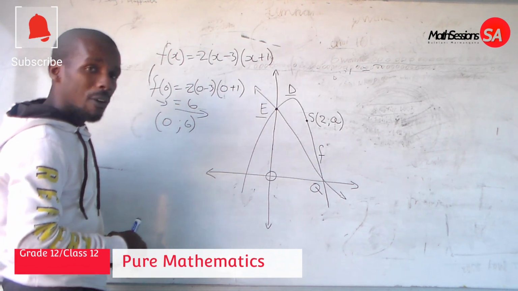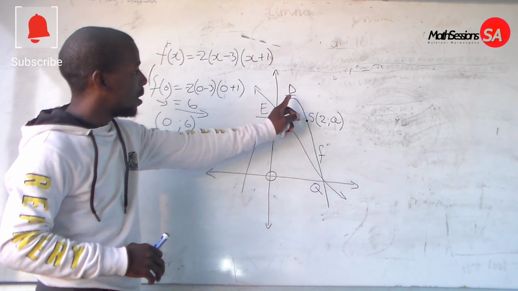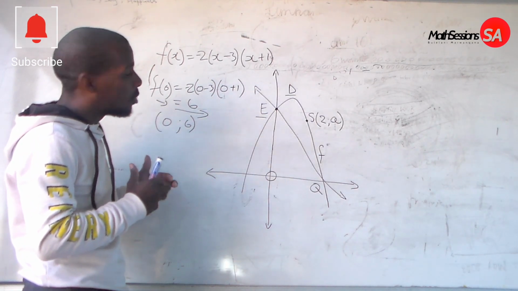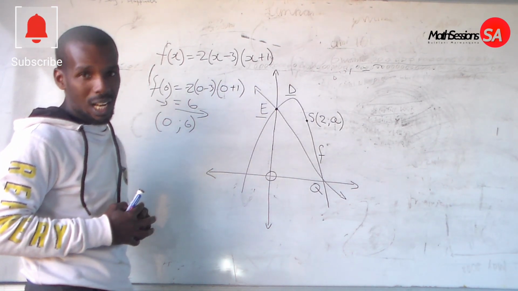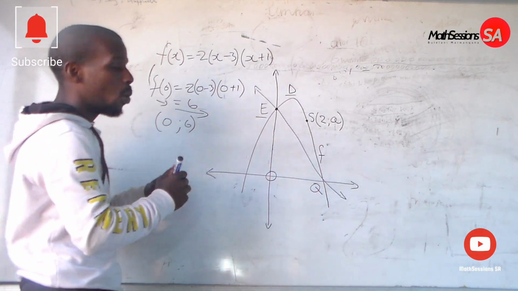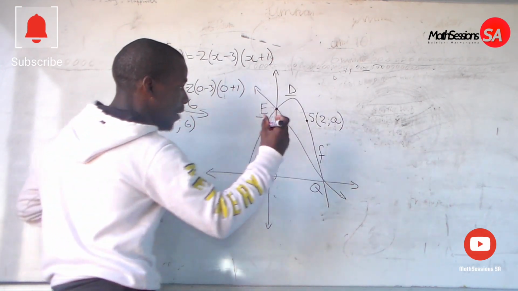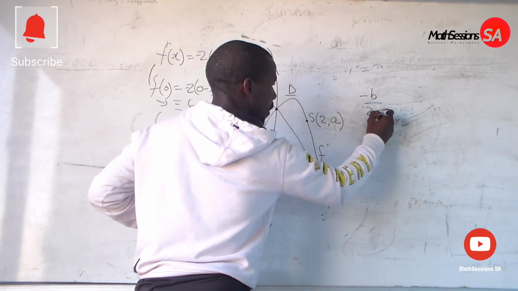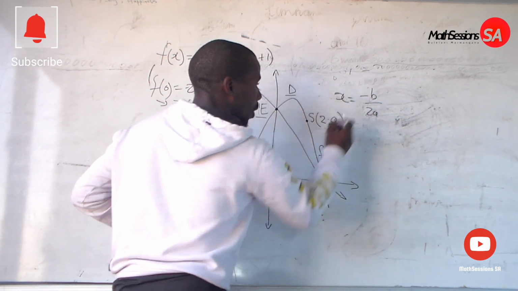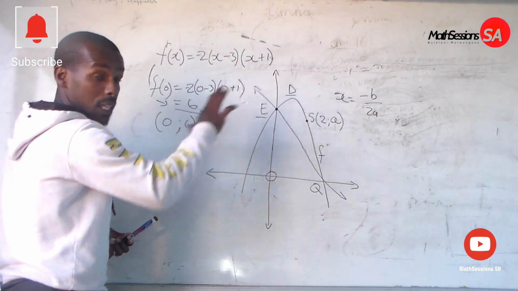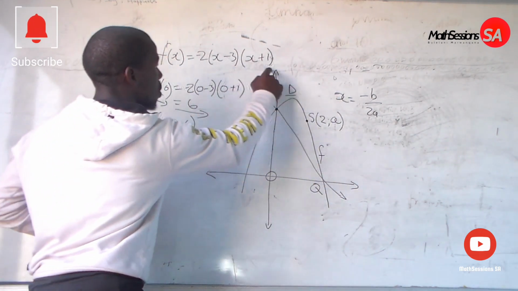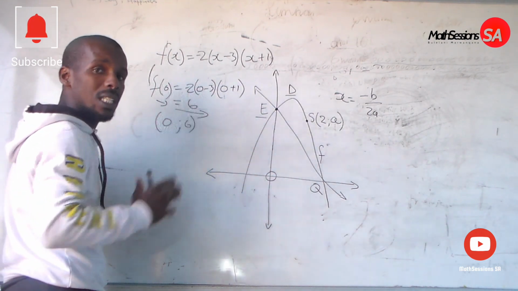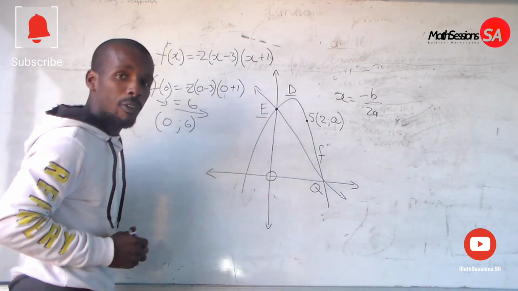Now, let us go further and find the point D of the graph F. The point D of graph F is the turning point of the graph. So we know very well to find the turning point, we have the equation x equals negative b over 2a. So we're going to come back there. But our equation is not in a good form, so we are going to change the form and put it in a trinomial form.